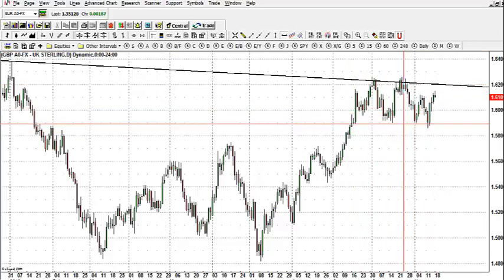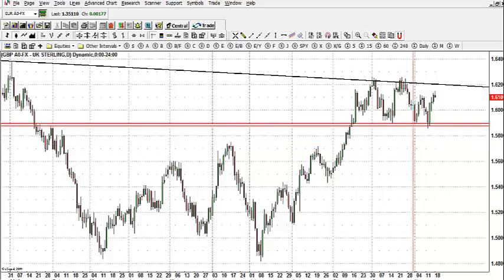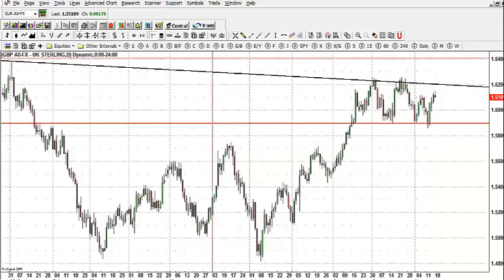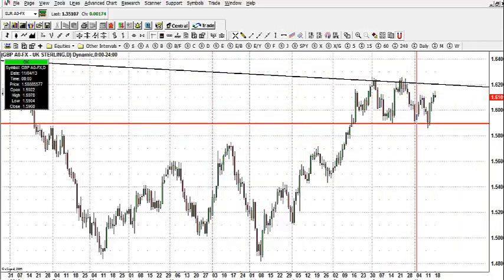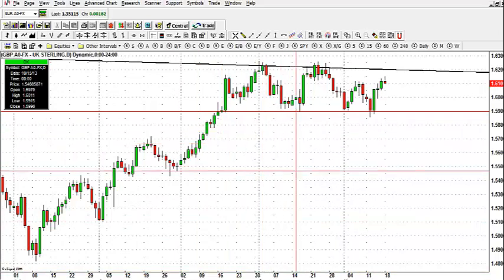So the market came down and tested support here at 159. Let me just pull up my cursor to see the exact level. The exact level is 158.94. So the market came down last week, tested the area and bounced.